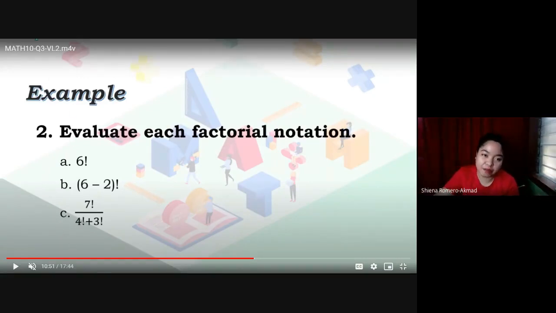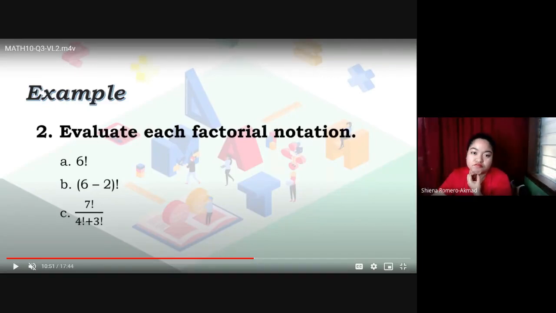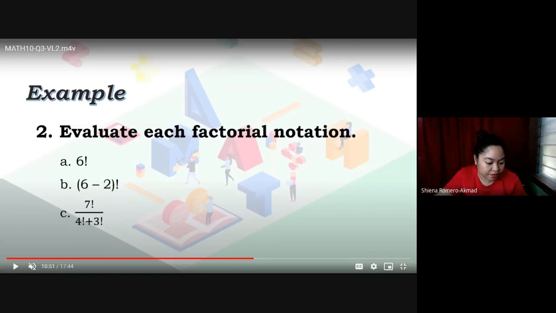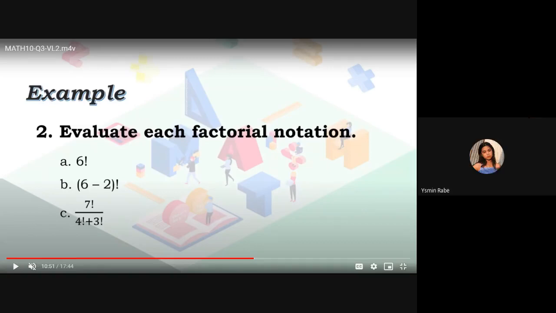And letter C, Rabe. Dahil late ka. Letter C. Rabe? Asan si Rabe? Rabe. Wait lang ma'am, sasolve ko muna. Sige. Sasolve na ba ma'am? Opo.